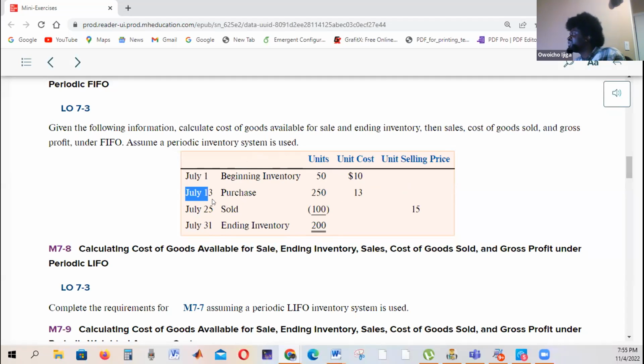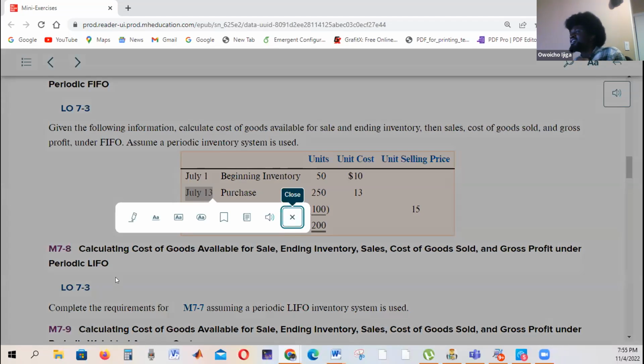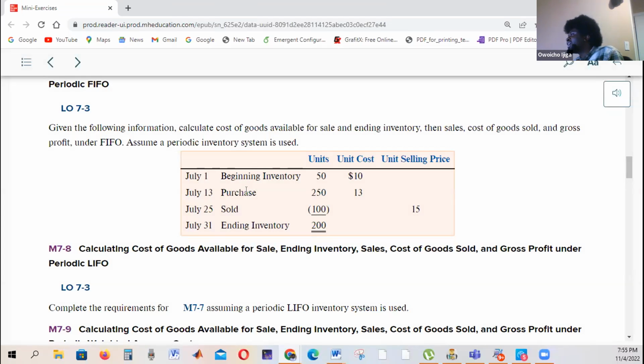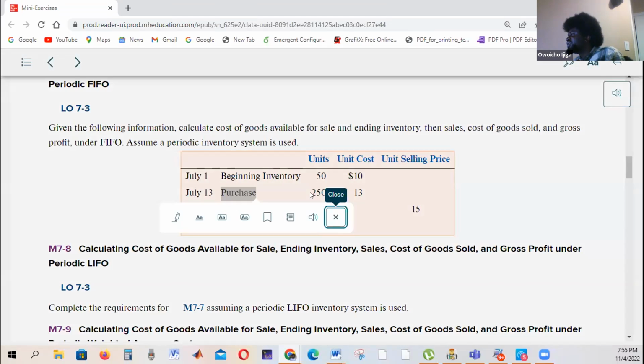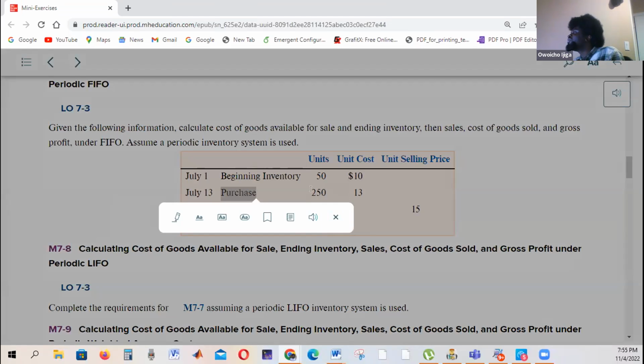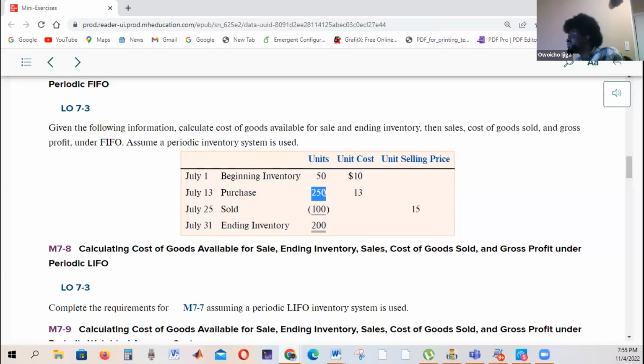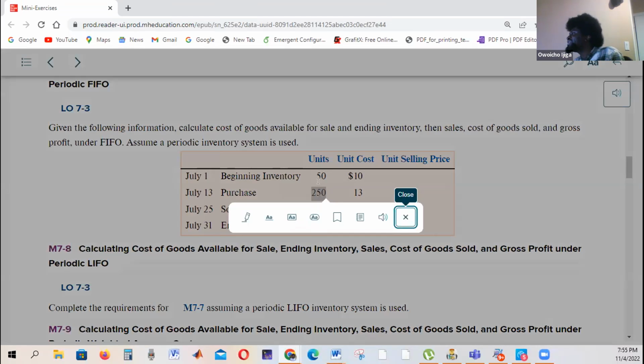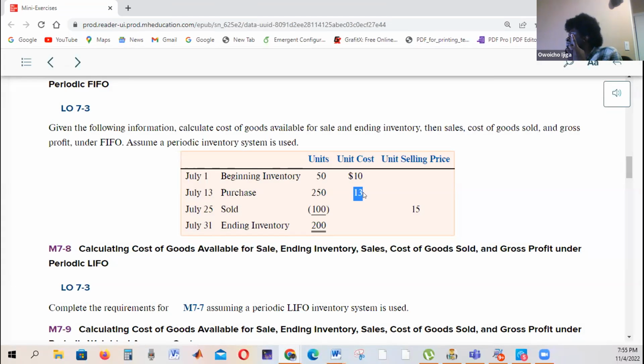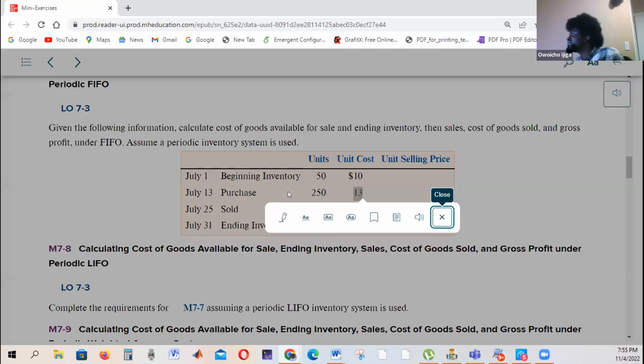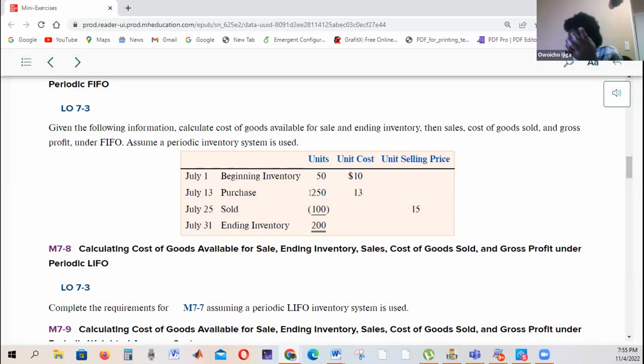Now, on the 13th of July, this day is my father's birthday. So on my father's birthday, I went out and I purchased 250 additional bottles of Gatorade.